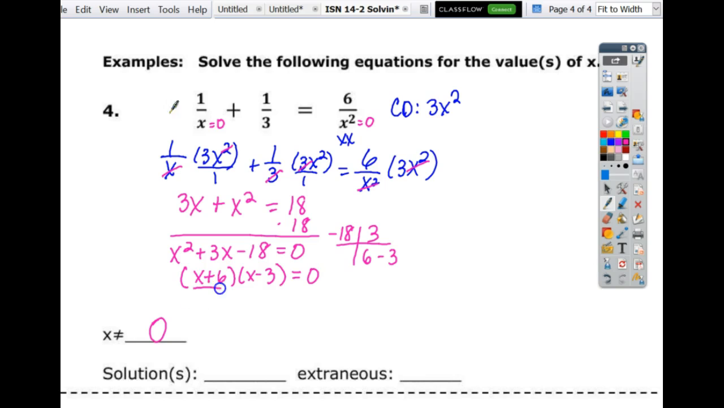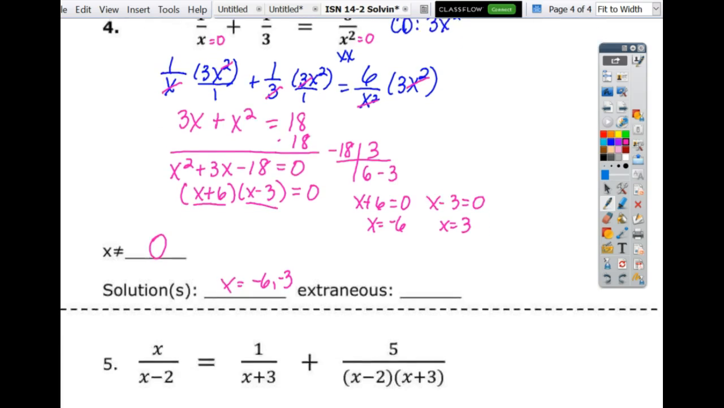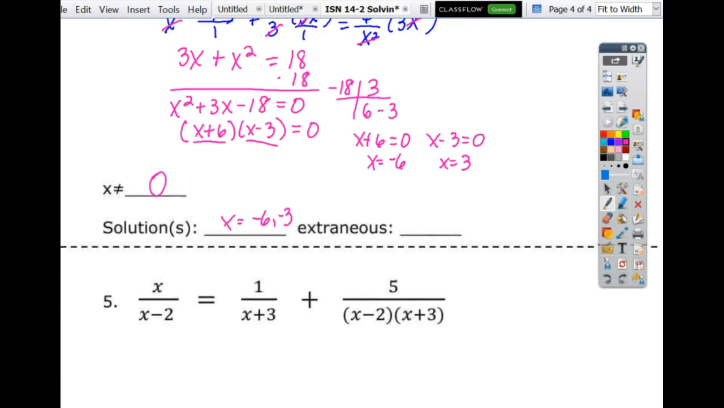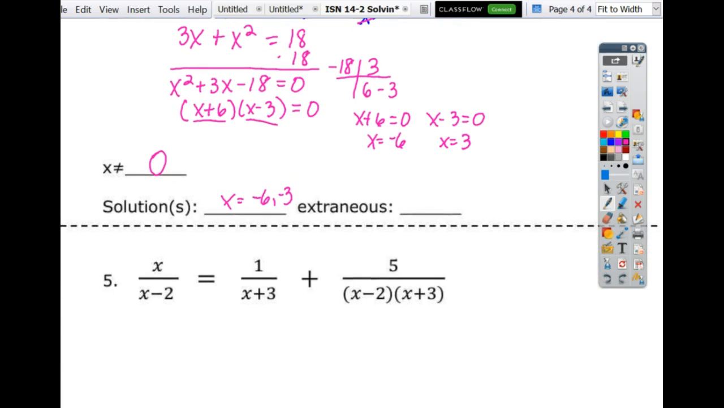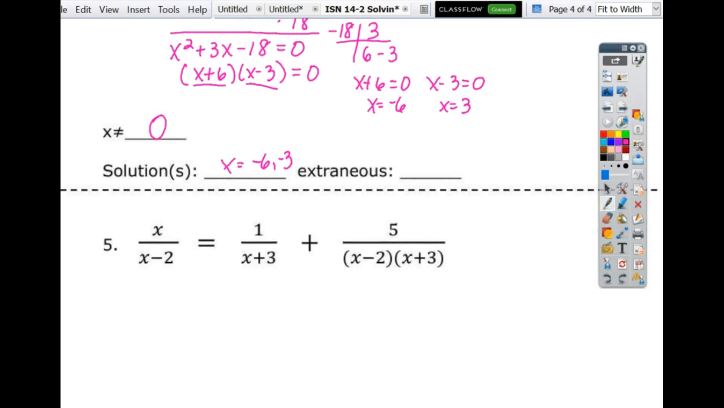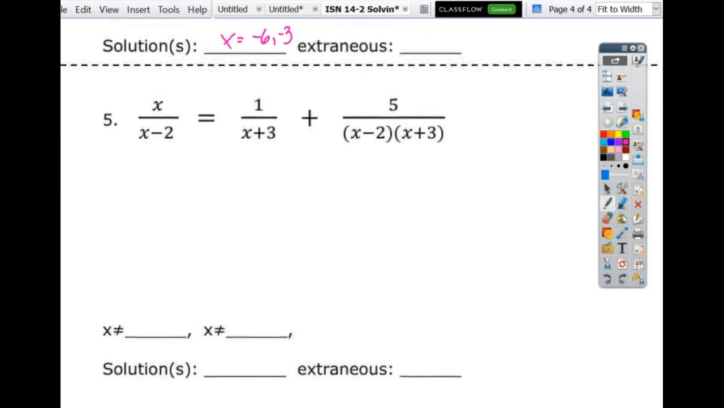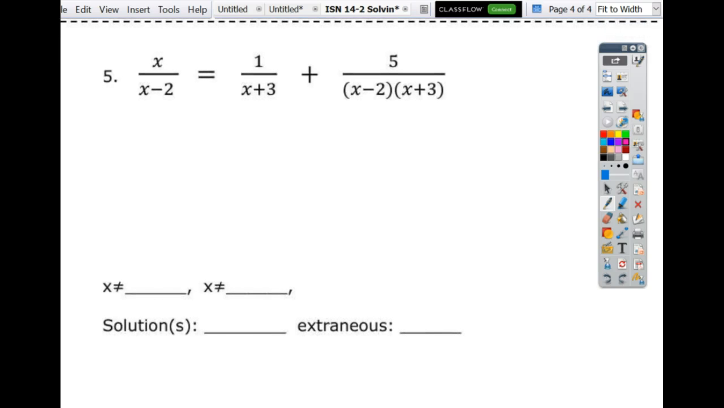So the solutions are what makes these 0. So neither one of them are 0, so they're both solutions. Well, like not on the homework, but on the test it'll be wrong. So you need to have x equals. Okay.